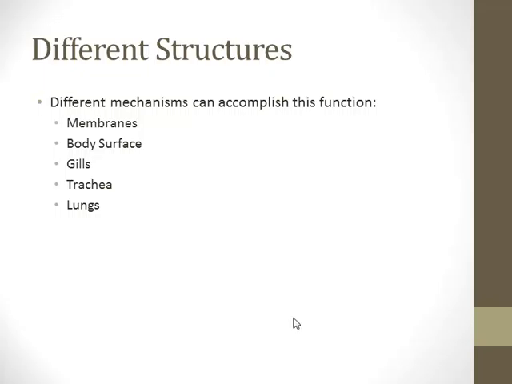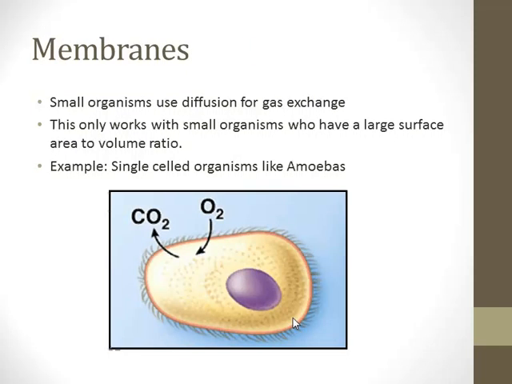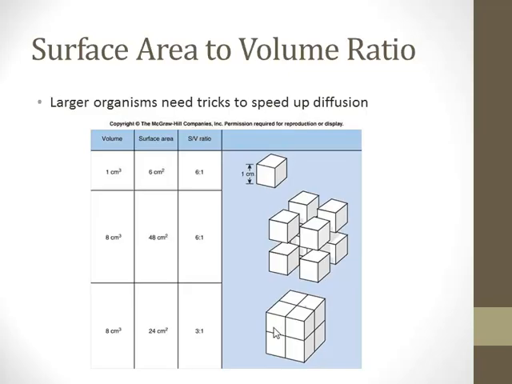Different organisms have different ways of accomplishing this function, including membranes, body surfaces, gills, trachea, and lungs. You've spent some time taking a look at how the different organisms do this. You might have noticed that membranes work like simple diffusion, but this only works with small organisms like amoebas.